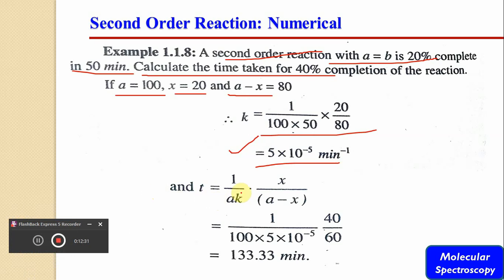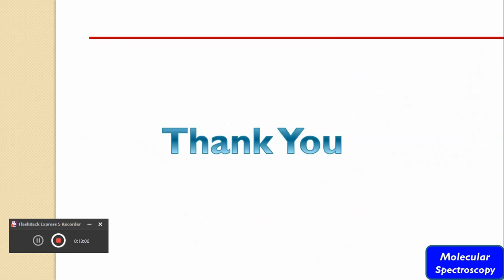In the second case, the time is to be calculated here. So we have the equation for the time t, 1 upon a into k into x upon a minus x. Here k is already calculated, 5 into 10 raised to minus 5. a is given as 100, and time is to be calculated for 40% completion, means a is equal to 100, x is equal to 40, so a minus x will be 60. After simplification of all these calculations, time will be equal to 133.33 minutes. So this is another numerical based upon the second order reaction.